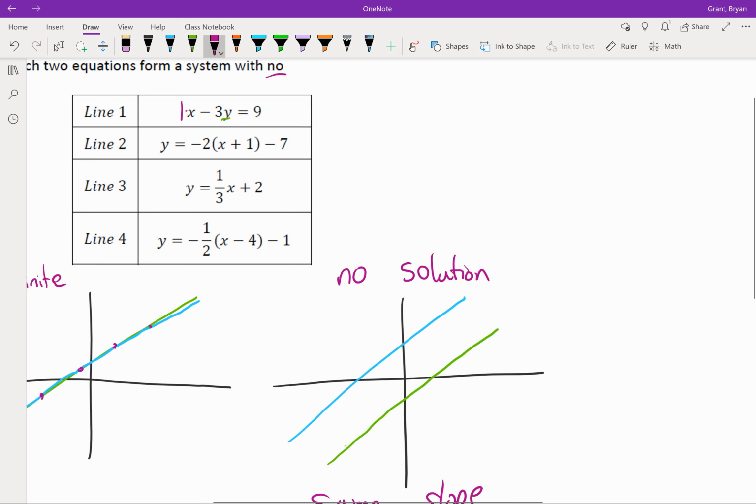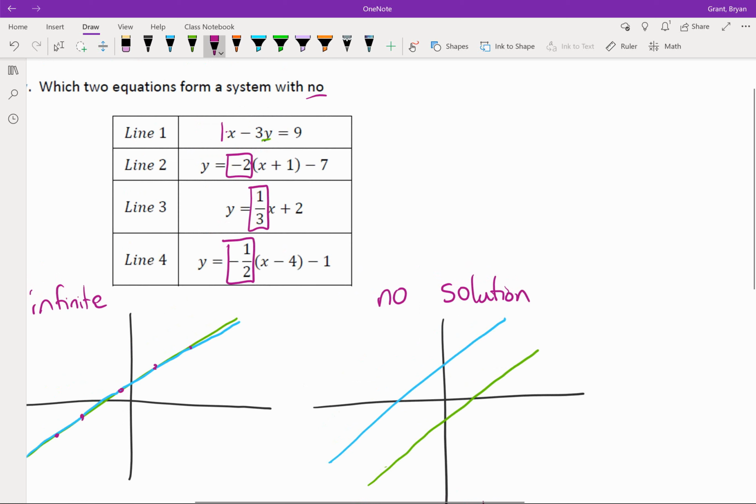Line 2 has a slope of -2, y is alone. Line 3 has a slope of 1/3, and line 4 has a slope of -1/2. So lines 2, 3, and 4 are all not parallel. They would all cross somewhere because none of them have the same slope. That means that our answer has to have line 1 and one of the other 3.